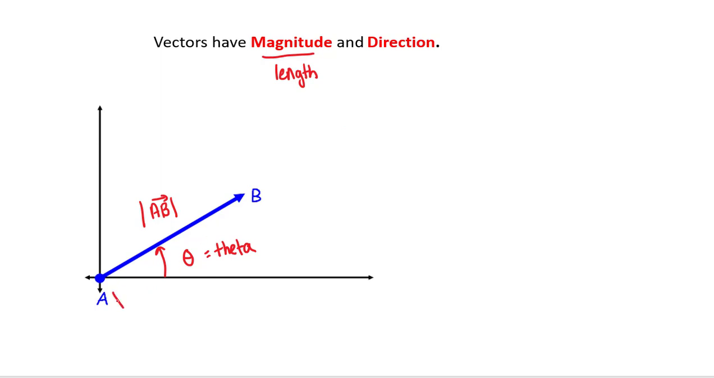And A, where that tail is, is called the initial point. And here B is the terminal point, so the ending point. So you have the initial point A and terminal point B.